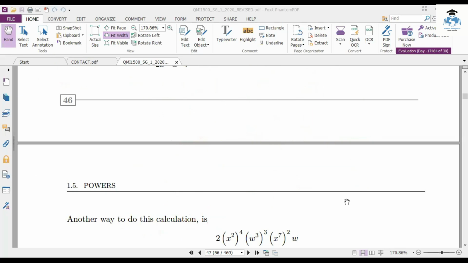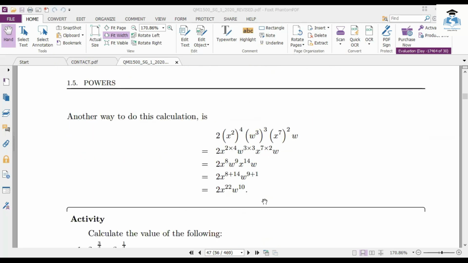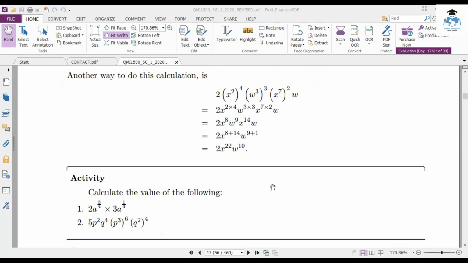So let's look for any exercise that is there. Let's do this one: 2a to the power 3/4 times 3a to the power 1/4. Anyone to try? Normally, these are the types of questions that come up.